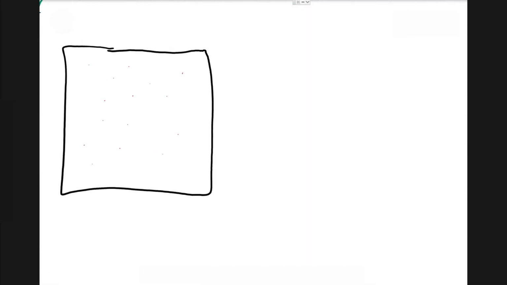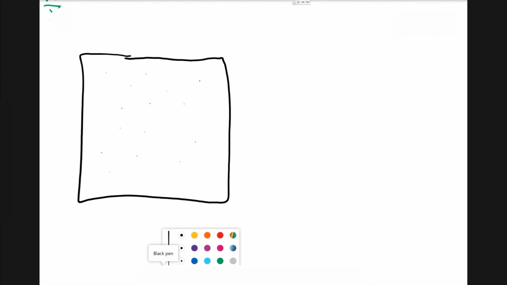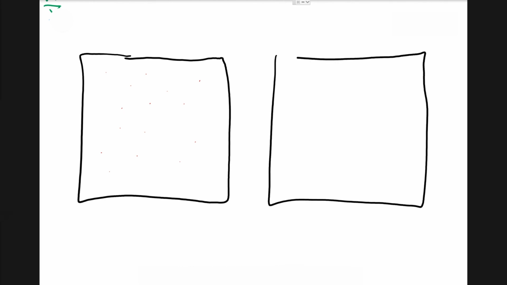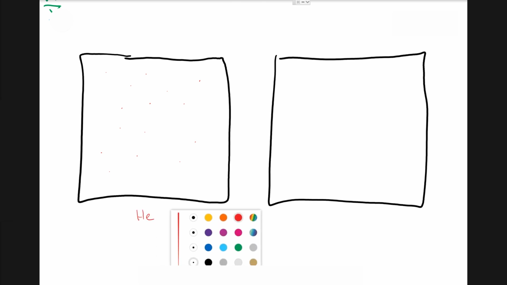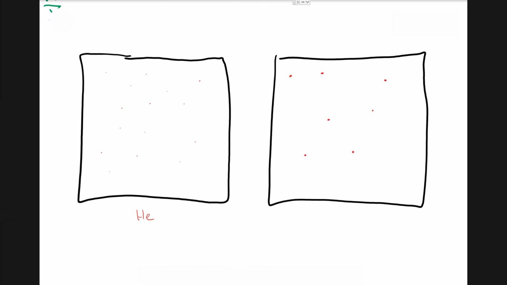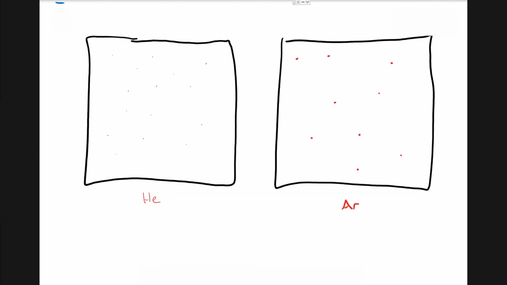We have 2 containers. Here's another container, and let's just say these containers are the same size, and this one right here has helium gas, and this one right here has argon gas. I'm going to make the dots a little bit bigger because remember, argon has a bigger size than helium. What it's asking is, if these 2 containers have the same temperature, let's just say 25 degrees Celsius, which one has more kinetic energy?